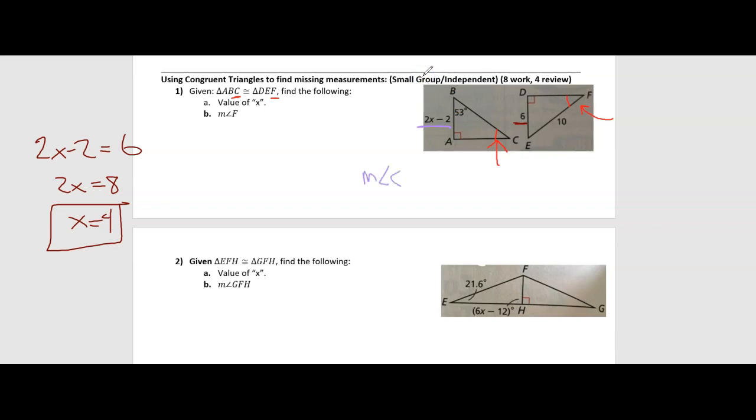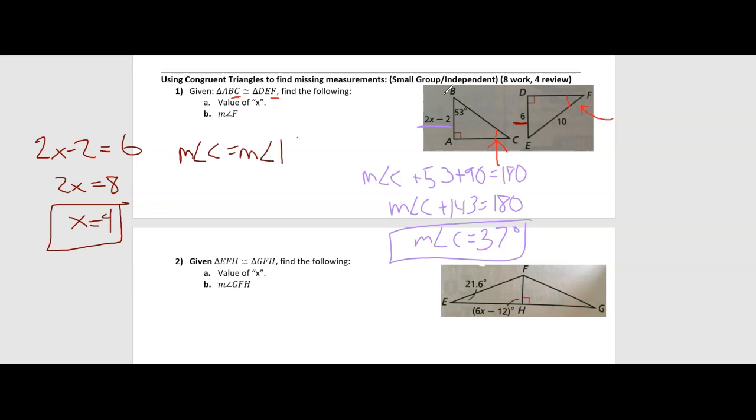So the measurement of angle C plus 53 plus 90 is equal to 180. Then we get the measurement of angle C plus 143 is equal to 180. And the measurement of angle C is equal to 37 degrees. We then know that the measurement of angle C is equal to the measurement of angle F because those 2 angles are congruent. So we get the measurement of angle F is also equal to 37 degrees. And again, you could write that where the measurement of angle F is on the left side, but it does not matter.